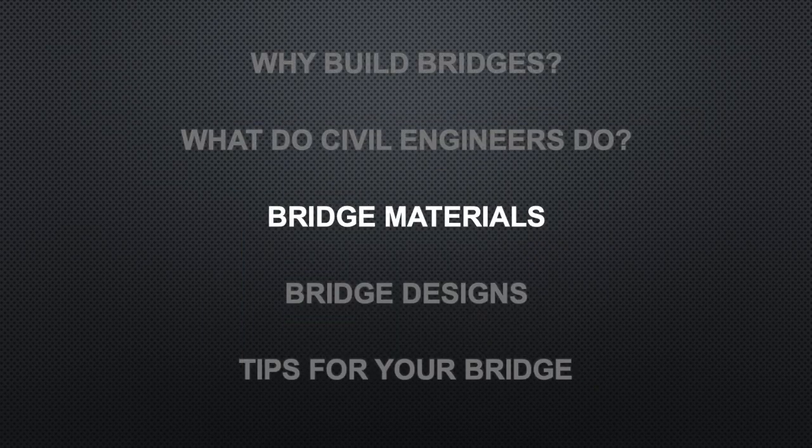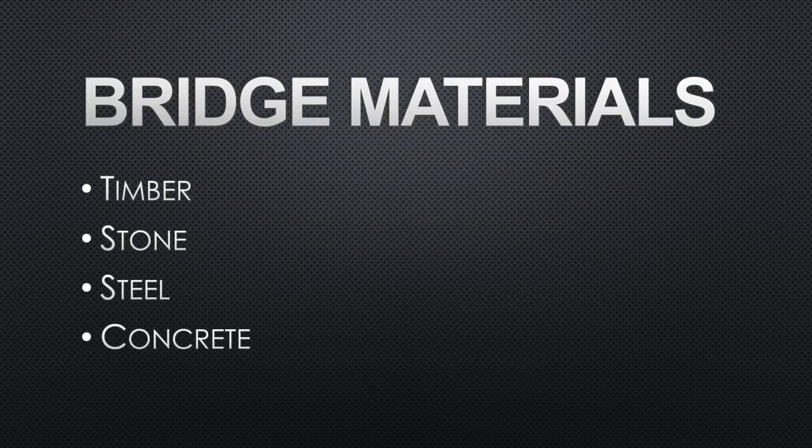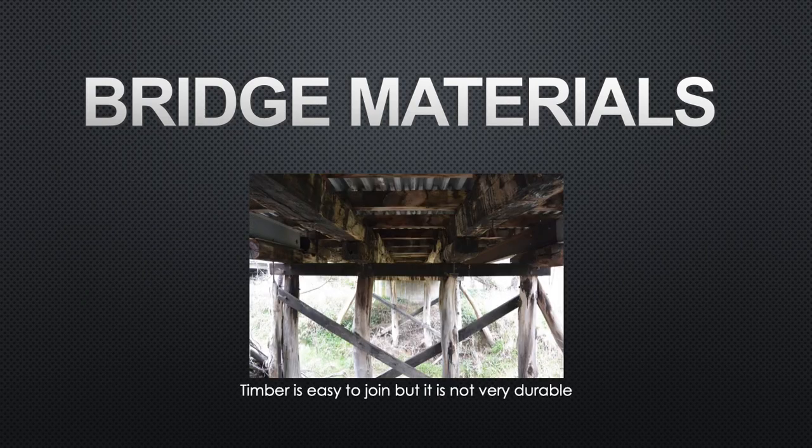Okay. The next topic we're going to talk about is bridge materials. The four main bridge materials that we're going to talk about today are timber, stone, steel, and concrete. They cover the majority of bridges that have been built up until now. The oldest material is timber, and timber is easy to join but not very durable. When I say easy to join, it means you can cut a piece of timber with a saw and join it together these days with nails, but there are various ways that timber can be joined.